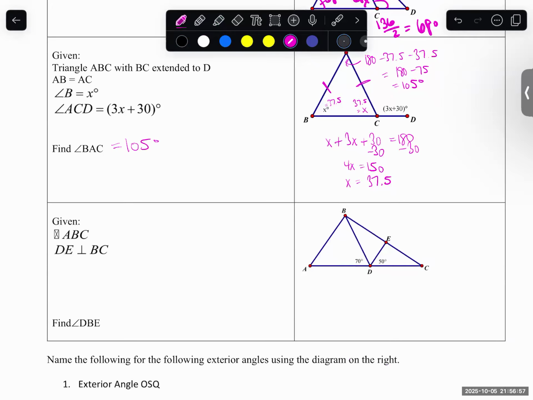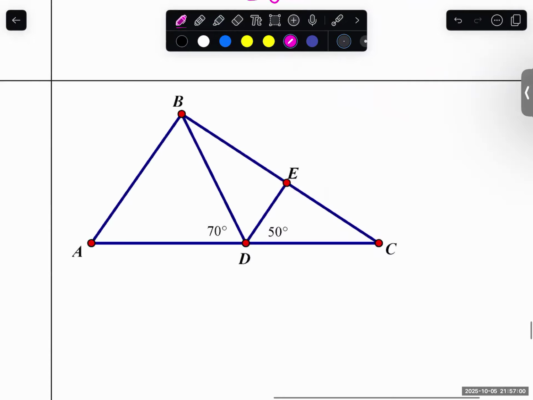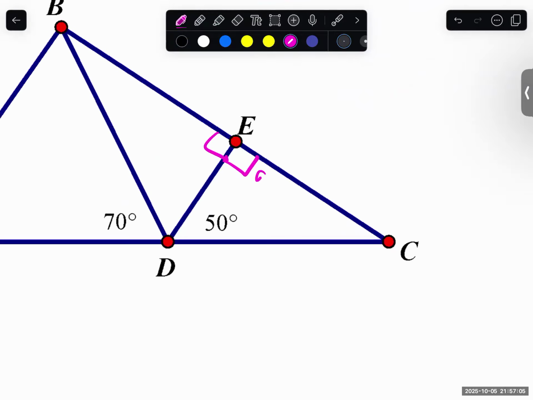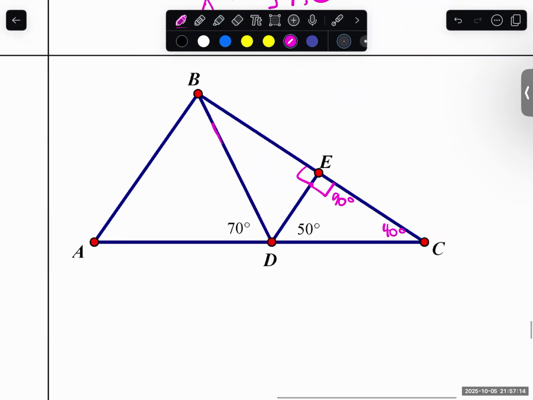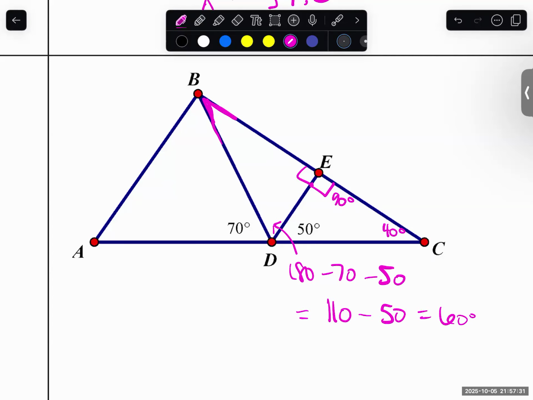Now, I also know that DE is perpendicular to BC. So these are both right. So this is 90, which means this has to be 40. Now, we want to find DBE. DBE is way up here. Now, this one's kind of tricky. This guy right here has to be 180 minus 70 minus 50, which is 110 minus 50, which is 60 degrees. This is 60 degrees. So, now I can easily find DBE.